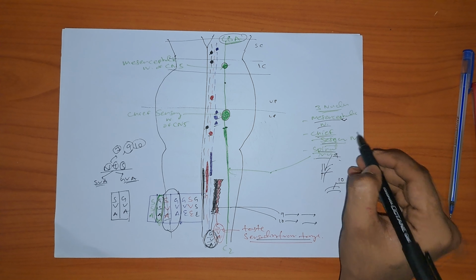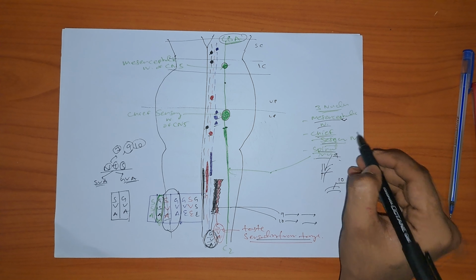And the spinal nucleus of trigeminal carries pain and temperature from the face. So we have to write here that the mesencephalic is proprioceptive, chief sensory is touch and pressure, and the spinal nucleus is pain and temperature. So these are these things. Okay, so after that we have the more specialized thing.